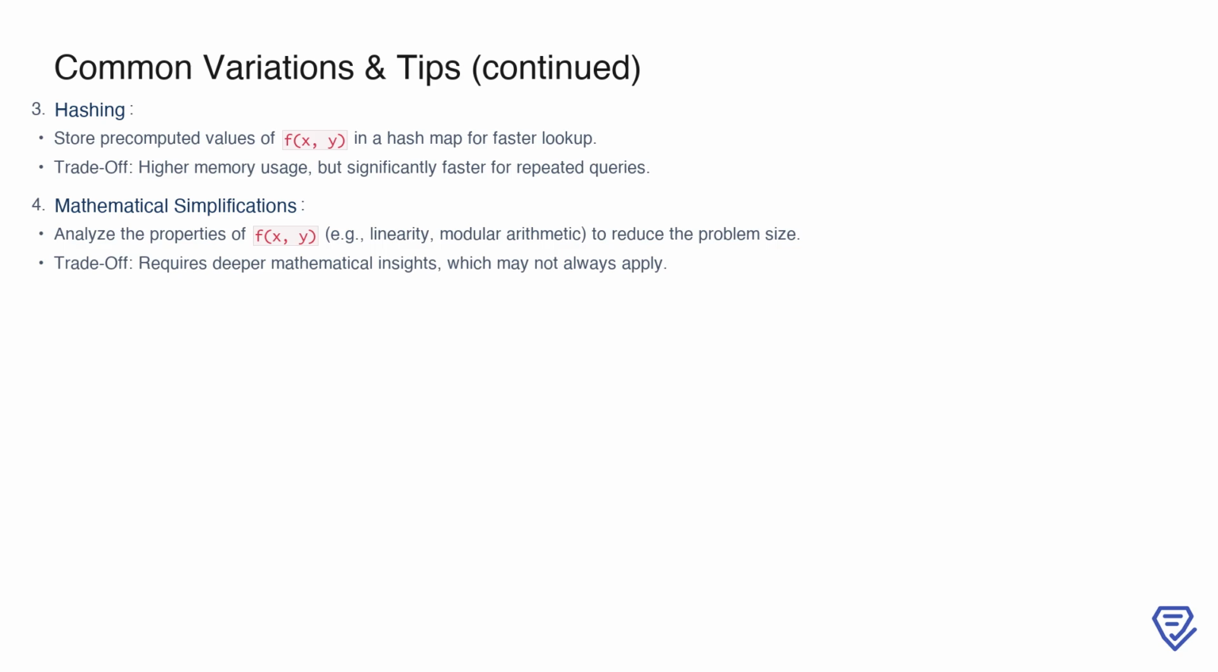For instance, analyzing the properties of f(x, y), such as linearity or modular arithmetic, can help reduce the problem size and eliminate unnecessary computations. This approach often requires a deeper understanding of mathematical concepts, which might not apply in all scenarios but can be extremely effective when it does. Both of these methods highlight the importance of adapting your approach to the problem's specific constraints and properties.